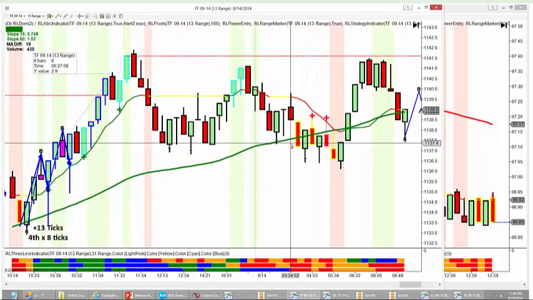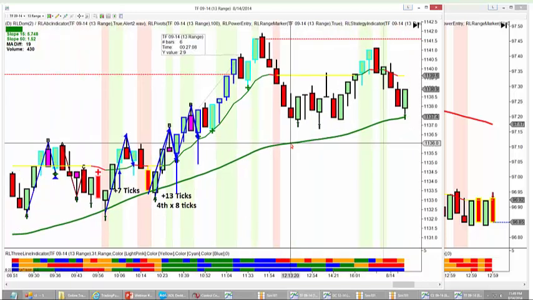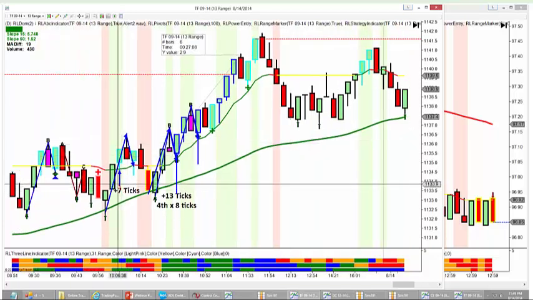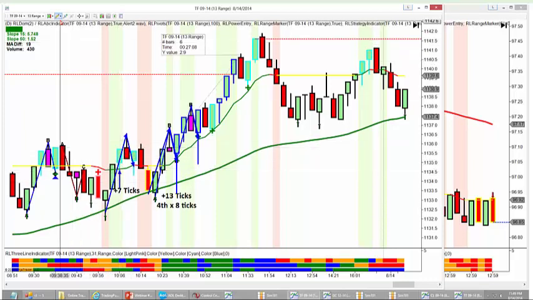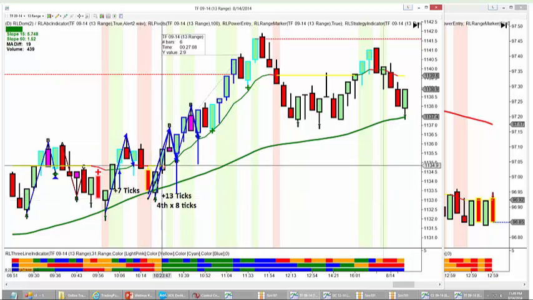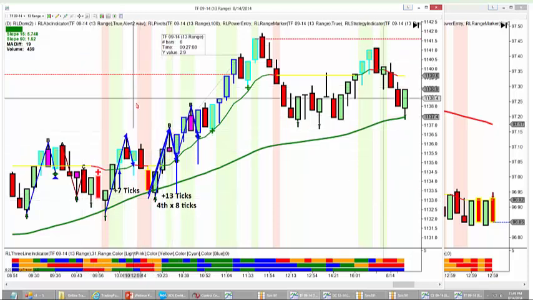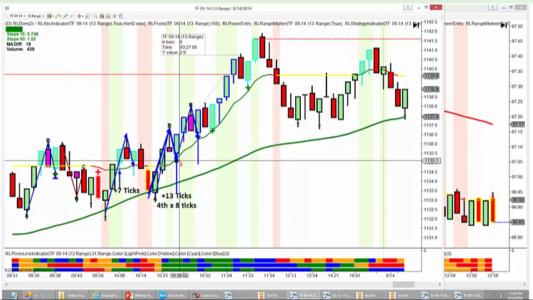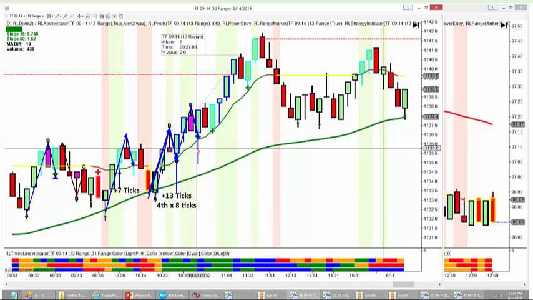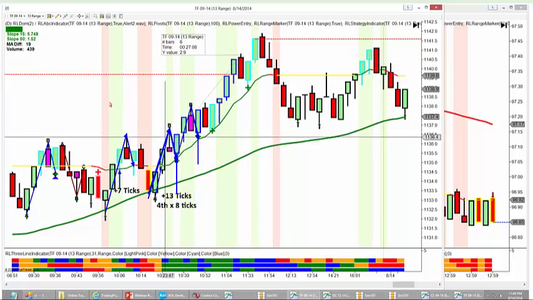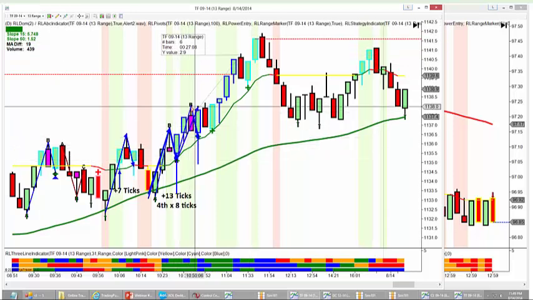This was a break of the 50, of the 15. 50's green, 15's green. This one went 7. Here was our really nice trade. Got the move up. We got the retracement. And up we went. 13 ticks. Then we had a second entry right here that went 20 ticks. Again, move up. Retracement, entry, up 29 ticks.